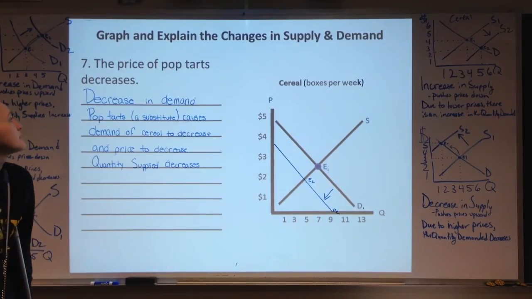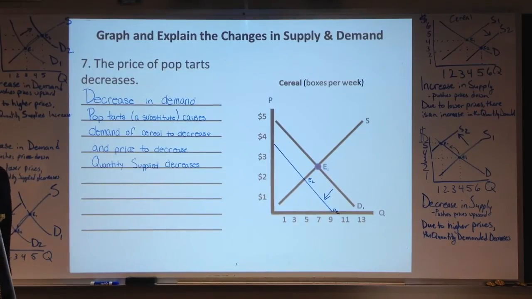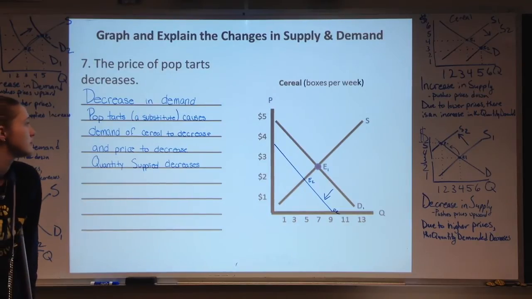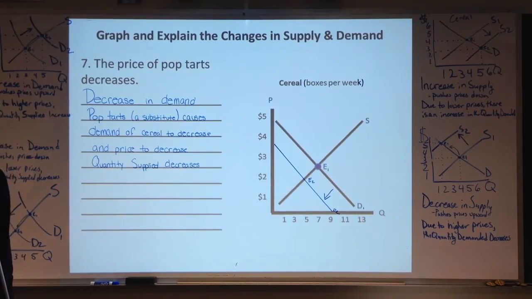Okay, so the price of Pop-Tarts decreases, so there is a decrease in demand for cereal because Pop-Tarts are a substitute, which causes demand for cereal to decrease, as well as price to decrease, so the overall quantity supplied decreases.